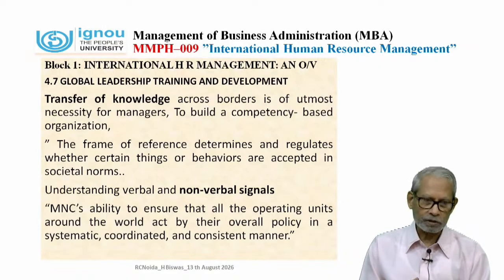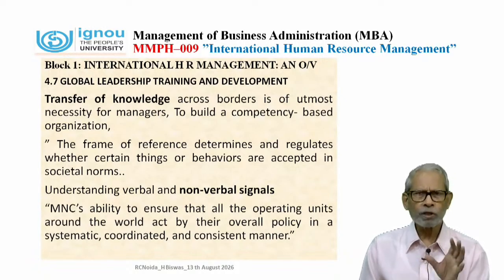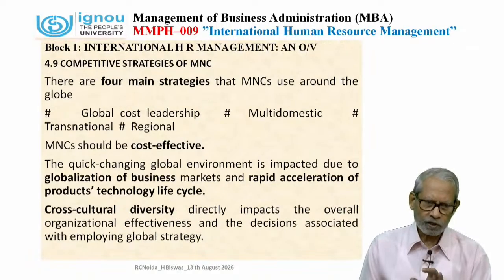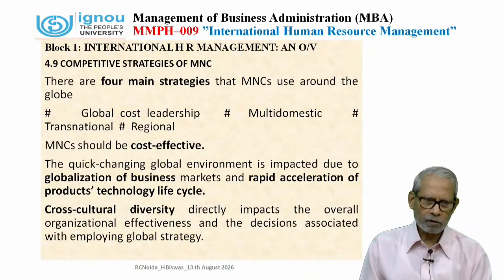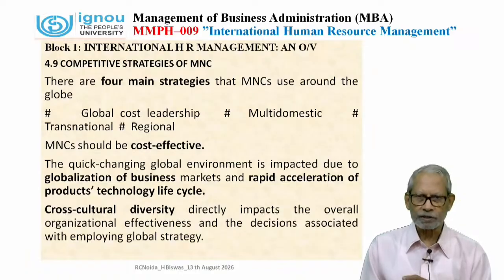relationships is very much required. So, MNC's ability to ensure that all the operating units around the world act by their overall policy in a systematic, coordinated and consistent manner. So, they have to ensure this for all the units. And four main strategies are there, that is global cost leadership, multi-domestic, transnational and regional. MNC should be cost effective.